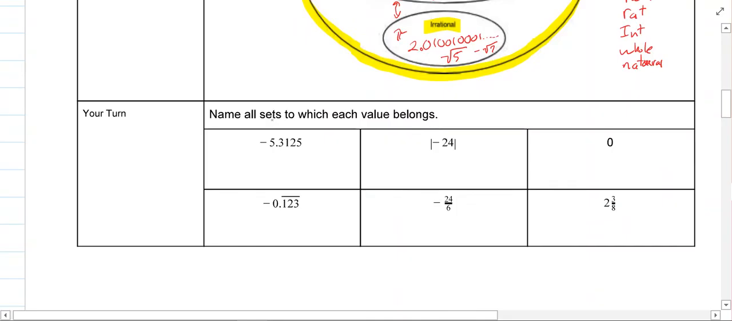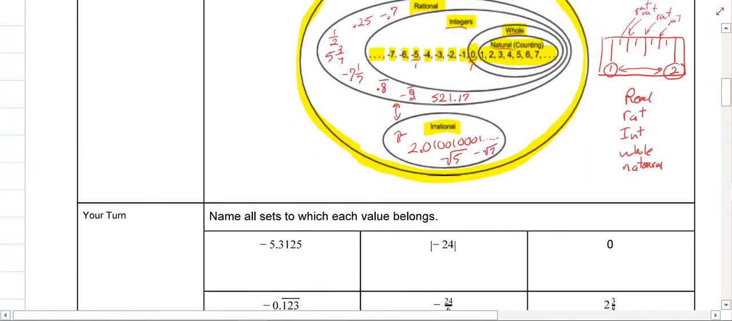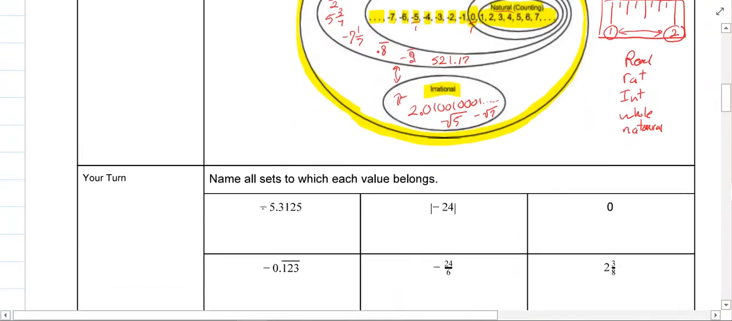So name all sets to which each value belongs. So we're talking about naming, all right? And here's all the names that we just talked about. So let's go down this first one. First one is -5 and 3,125 10,000s. Now, just as a refresher, you need to know your place values. Tenths, hundredths, thousandths, 10,000ths. Okay?